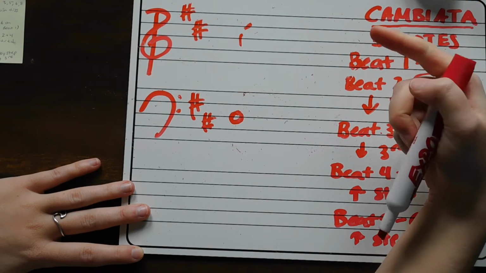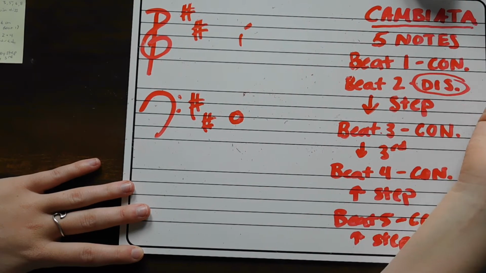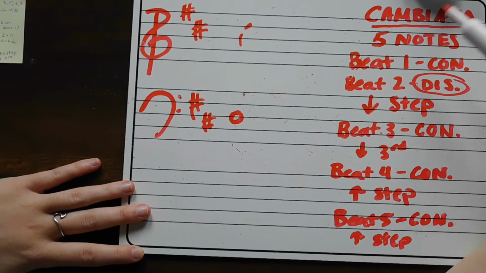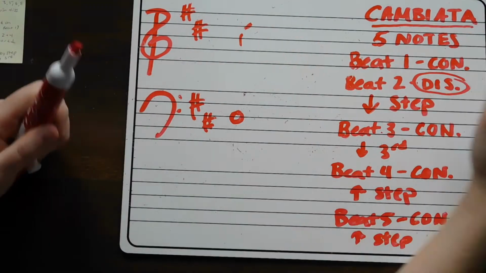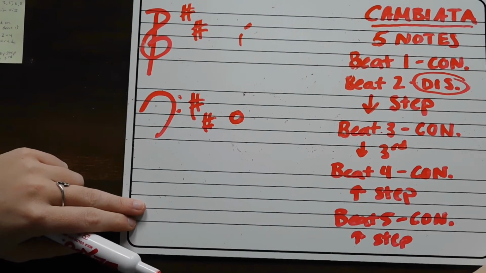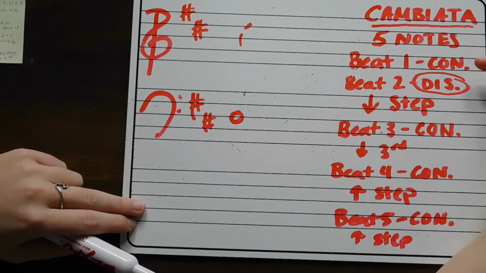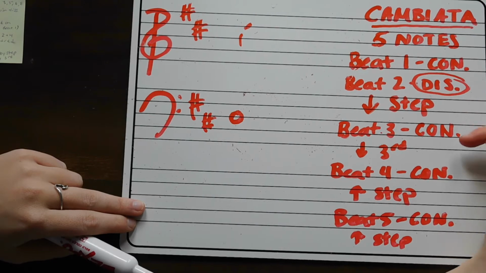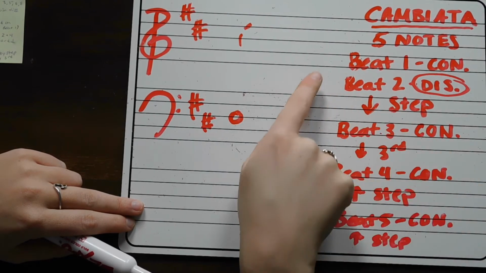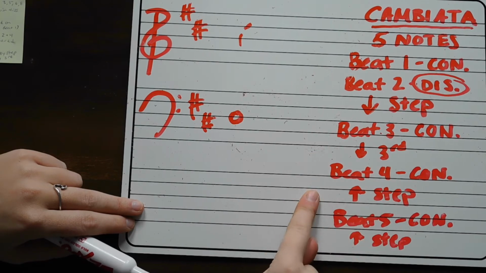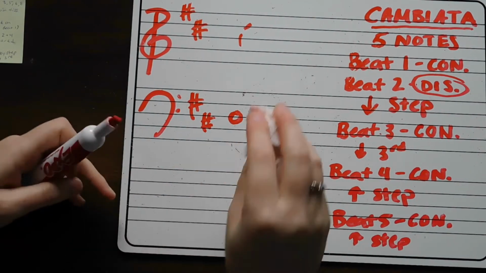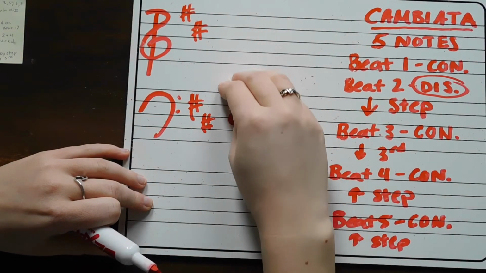I know further on in one of your homeworks, I'm going to ask you to write one of these. So I hope that this is a nice layout. I will probably talk about it again and show you more stuff. So remember, I also have this written in your handout. So beat 1 is consonant, beat 2 is a dissonant, consonant, consonant, consonant, and then you have to move in these motions: down by step, down by third, up by step, up by step. All right. Cool, that is a cambiata.